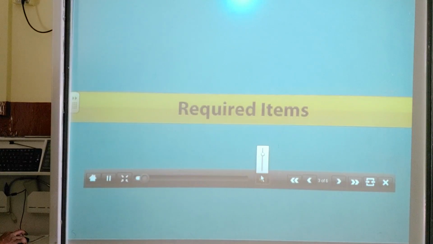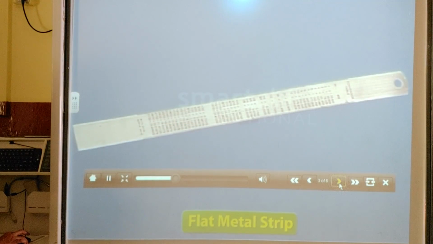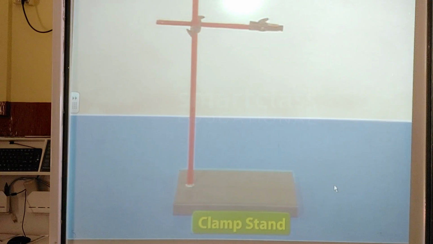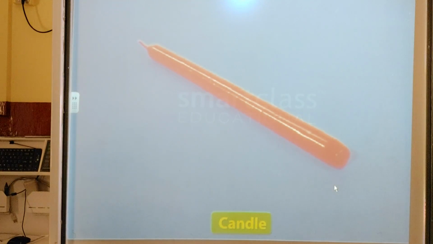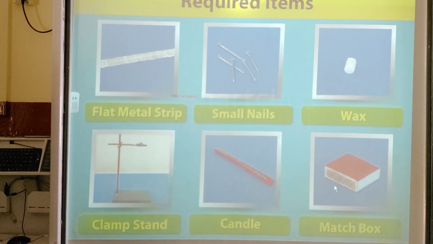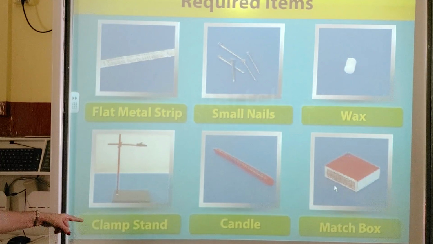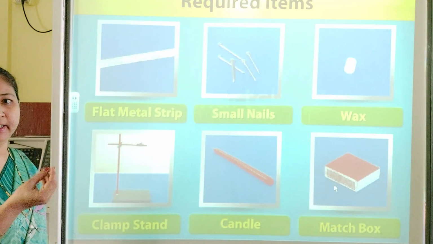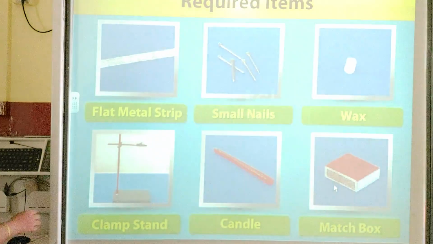In order to perform this experiment, we require a flat metal strip, 5 small nails, wax, a clamp stand, a candle, and a matchbox. So to do these experiments, what are the items required? Flat metal strip, you can see here, small nails, wax, clamp stand, candle and matchbox. Wax means what? After the melting of the candle you will have, no, that is called wax.